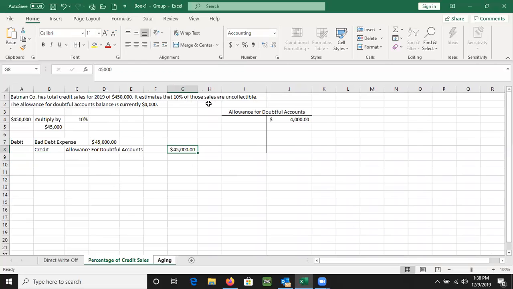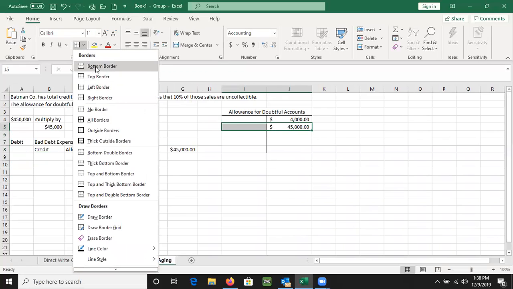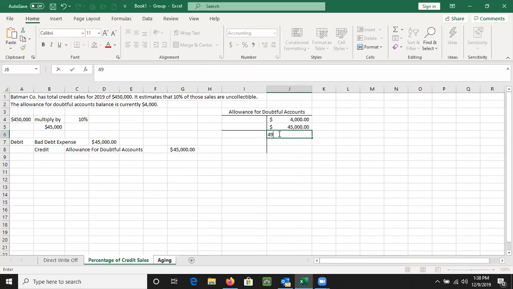Note, we do not care that it had a balance of $4,000, not for this specific percentage of credit sales method. So we're going to go ahead, we're going to update our account. So now, allowance for doubtful accounts has a balance of 49,000. Now, say a customer, this isn't tied into a specific customer.